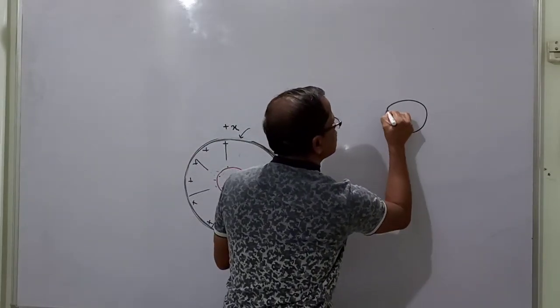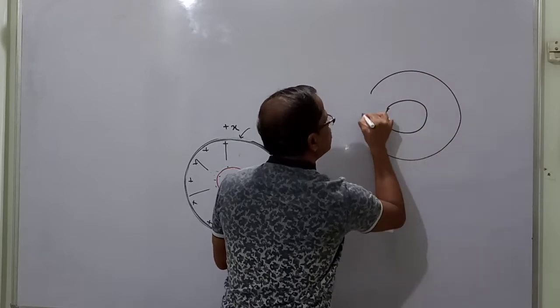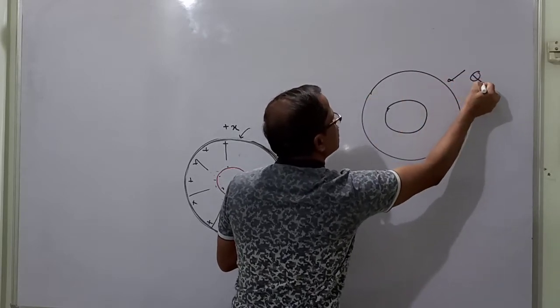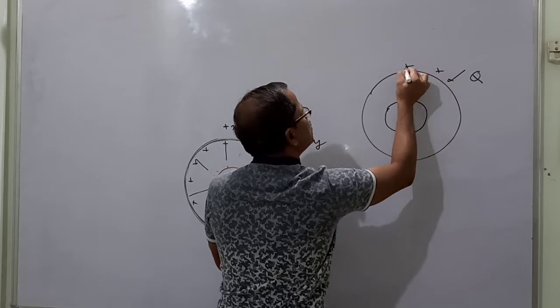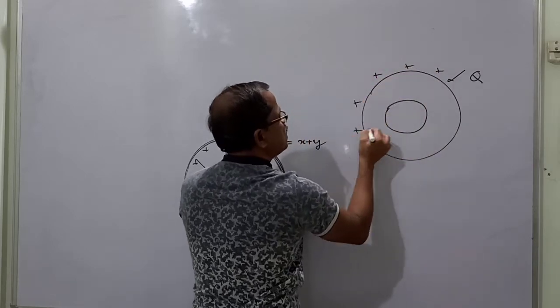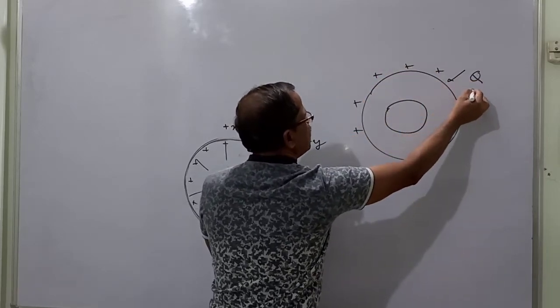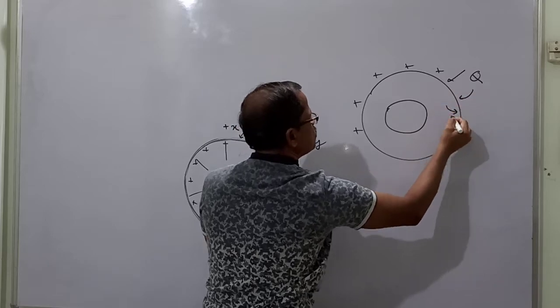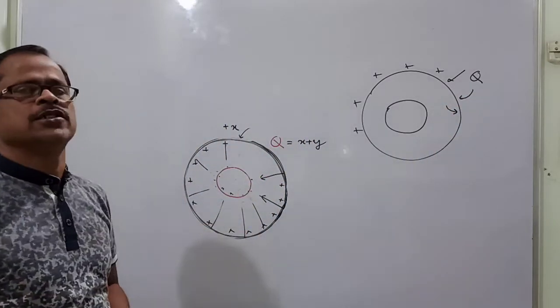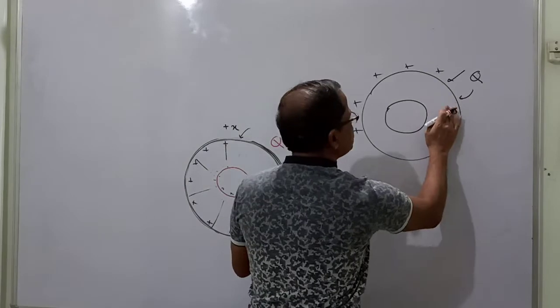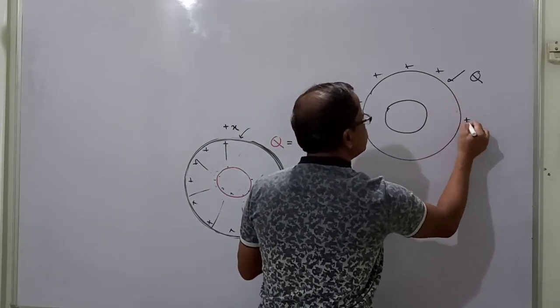Now when charges are given to a sphere, all the charges will be present on the outer surface, and this charge will in no way be divided into inner surface and outer surface, as I have discussed here. This is the first part. Now all the charges will be on the outer sphere.